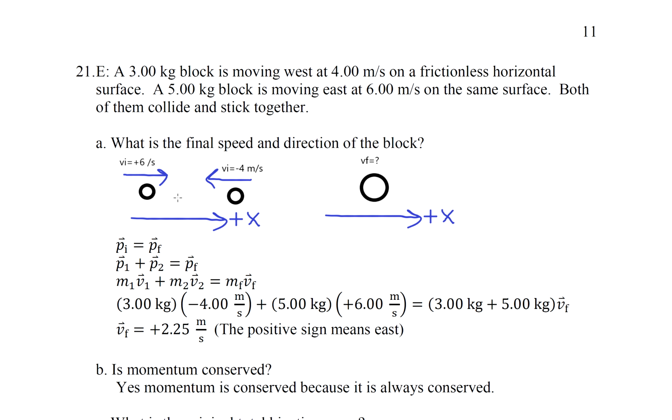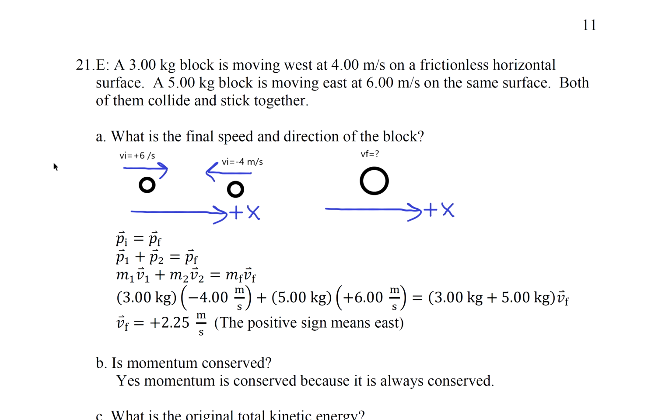So draw an initial image and a final image. So if you read the problem, initially we have two objects, and finally we have one object because both objects stick together. I said positive x is to the right.